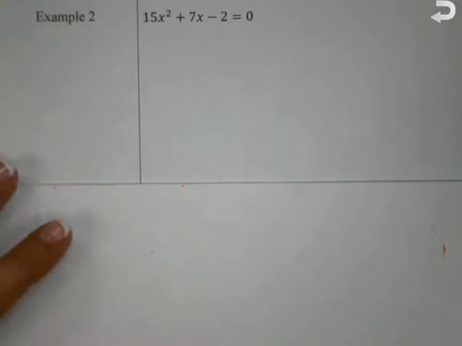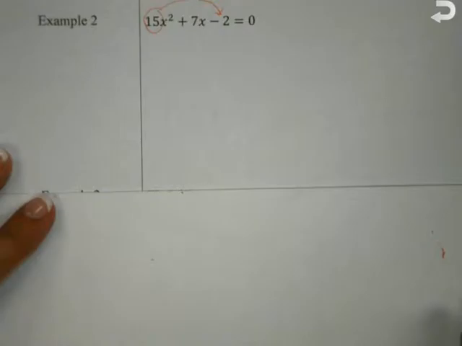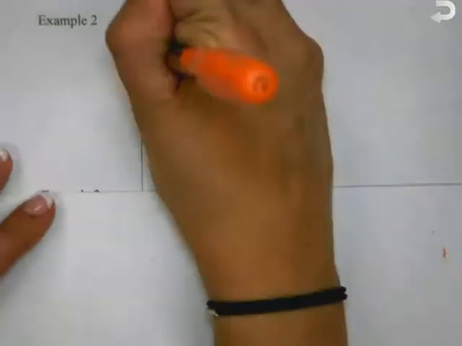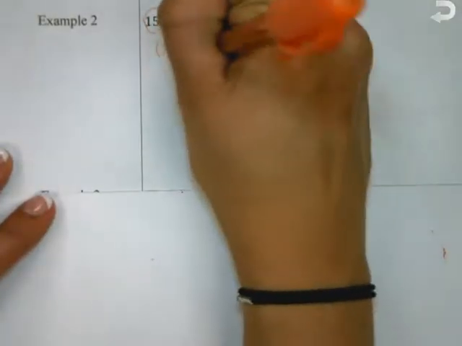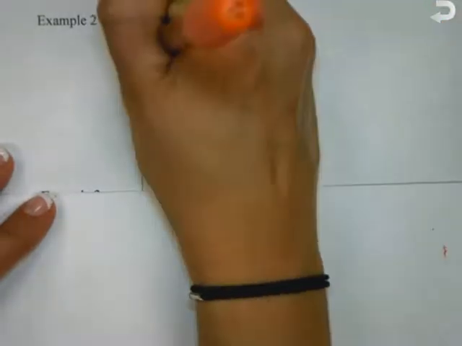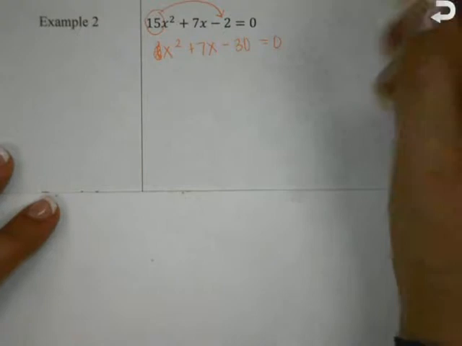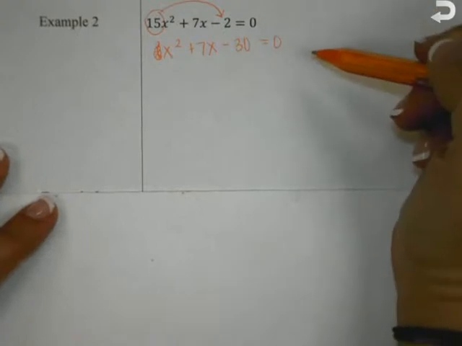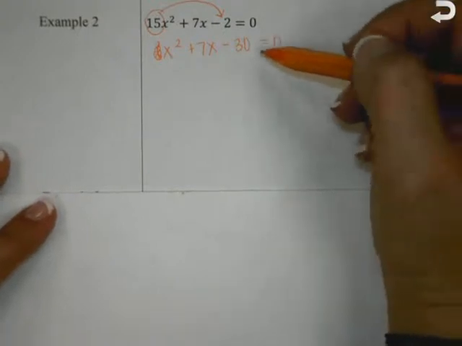So first thing, we take the 15 and multiply it by negative 2. So that's going to give me x squared plus 7x minus 30 equals 0. And you have to make sure that you keep setting it equal to 0 because we have an equation this time, not just an expression. So make sure you keep writing the equals 0 part.